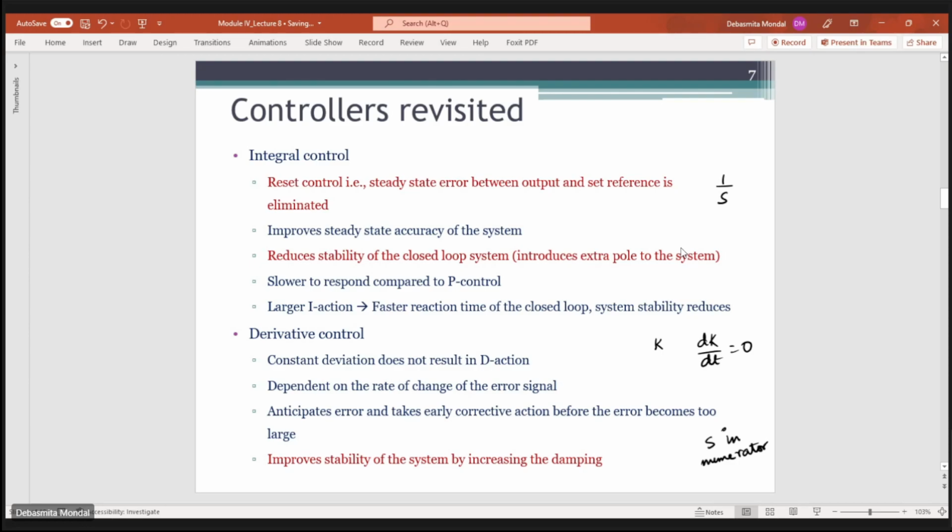That means by increasing the damping of your system, it prevents the system from going into sustained oscillations, or even going into instability where you have unbounded oscillations in your system.